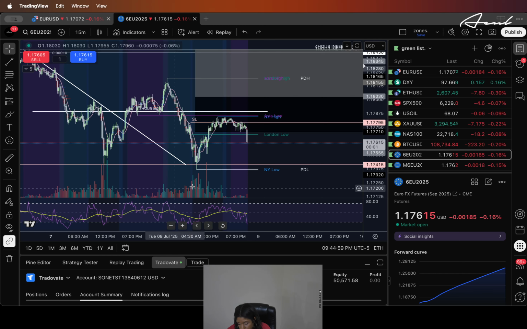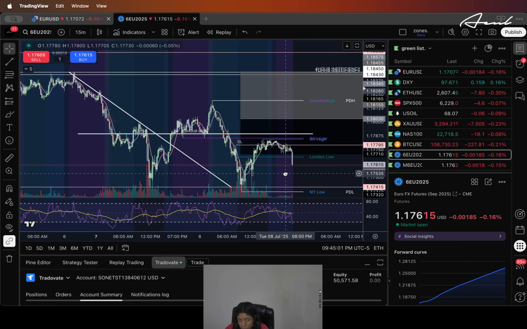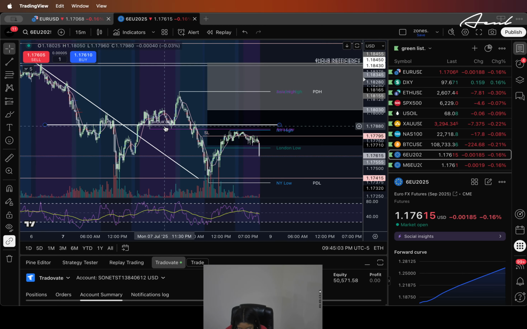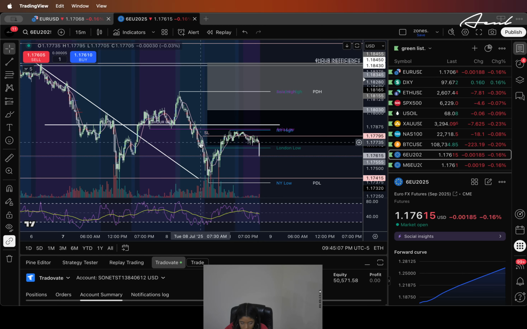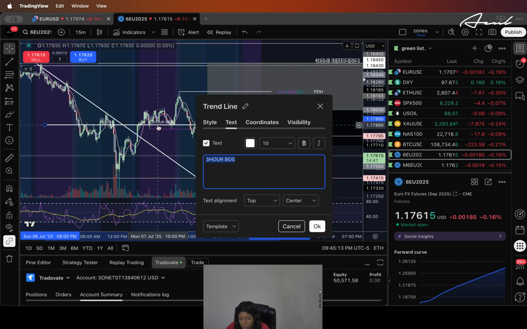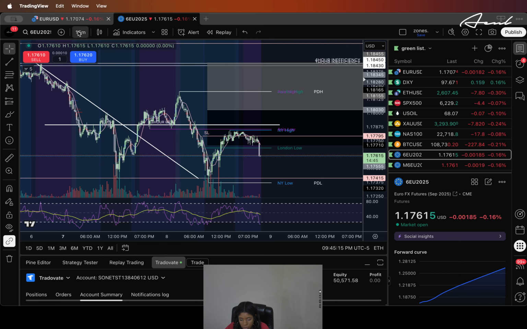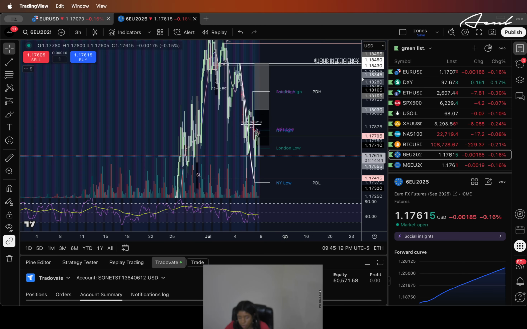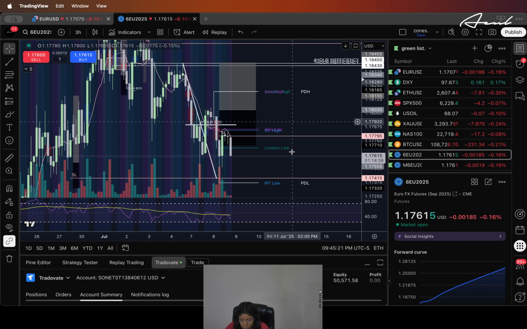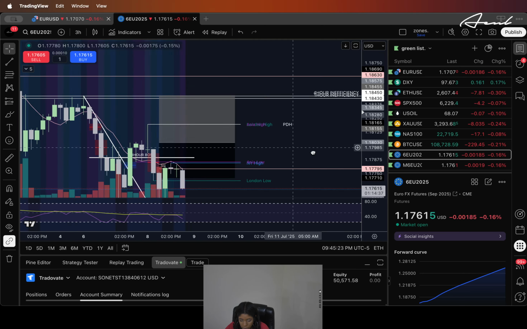So last night, let's get into this. This trade actually ended up being a great trade, pretty much. You can see right here, this is the 3 hour break of structure. I'm going to go up to the 3 hour chart just to show what I was looking at last night.